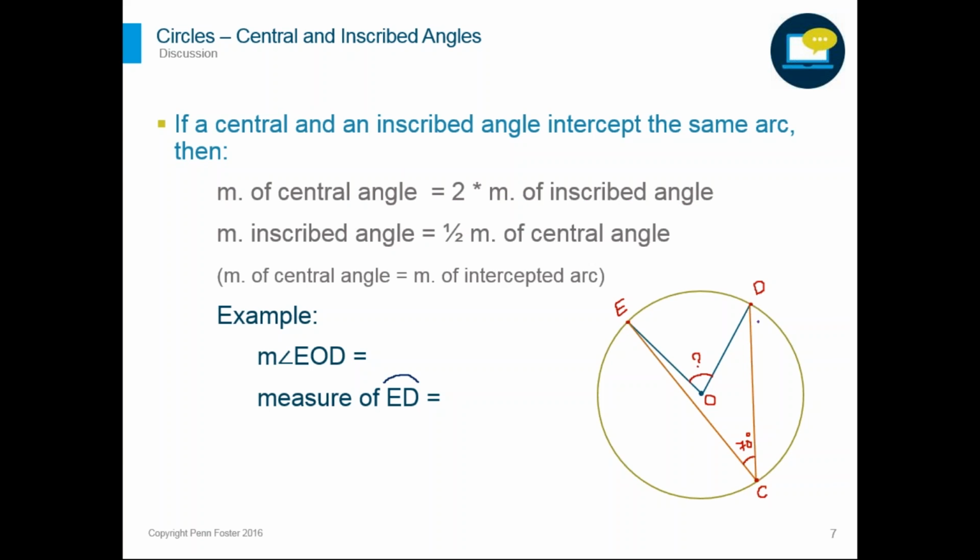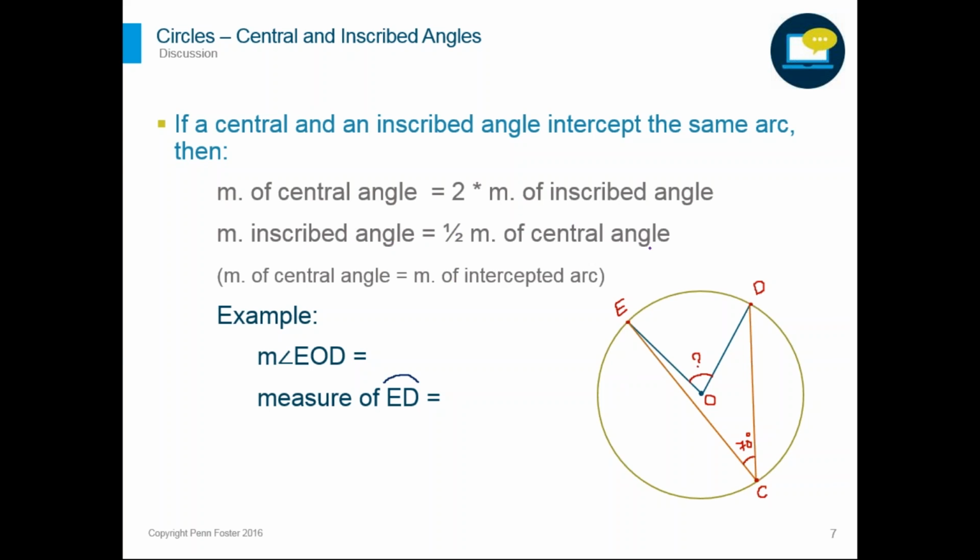So EOD, by looking at the figure, we know it's a central angle. Now ECD is an inscribed angle that subtends the same arc ED. In this case, we can say that the central angle measure is twice the angle measure of ECD. Or I can say it another way. I can say, well, if the central angle is double the measure of an inscribed angle, it means that the measure of the inscribed angle is half the measure of the central angle.